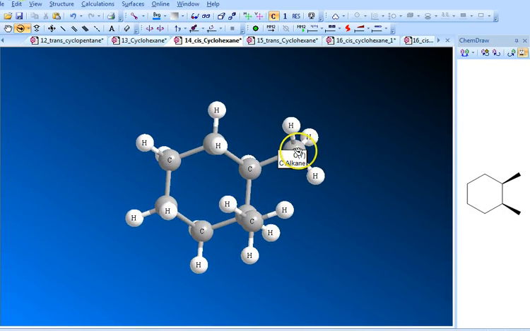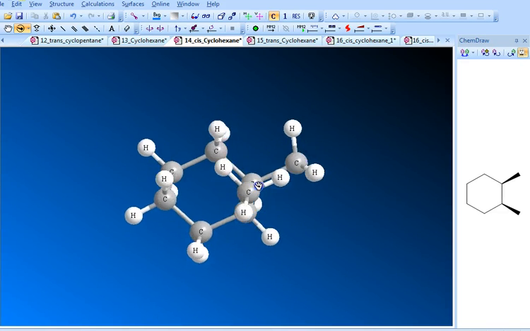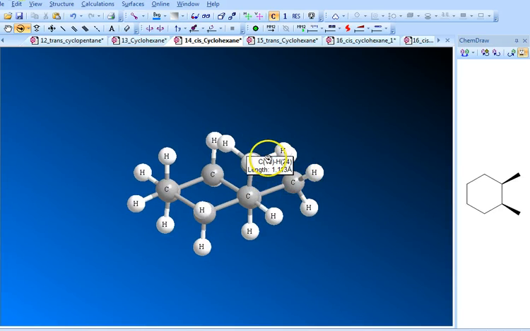You can see the methyl group on the top, this is actually on the side. Okay, it's not actually on the top. That's the way the methyl groups are.